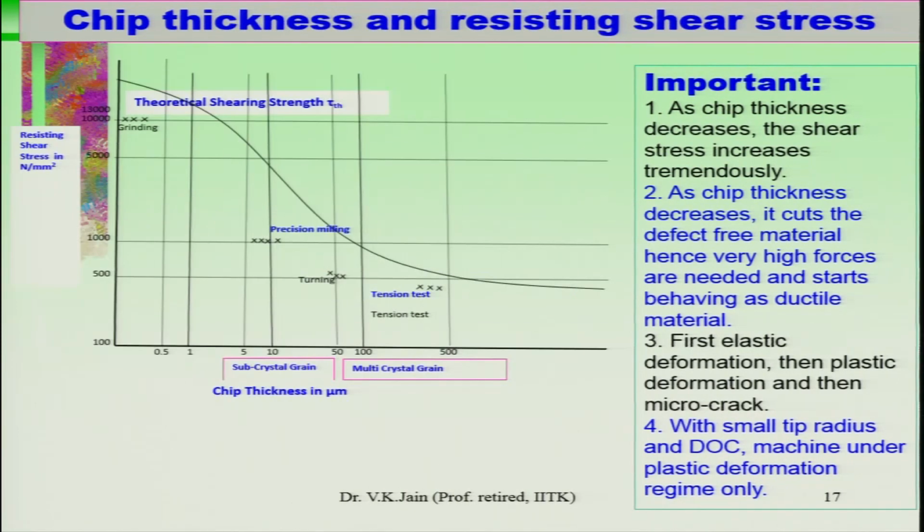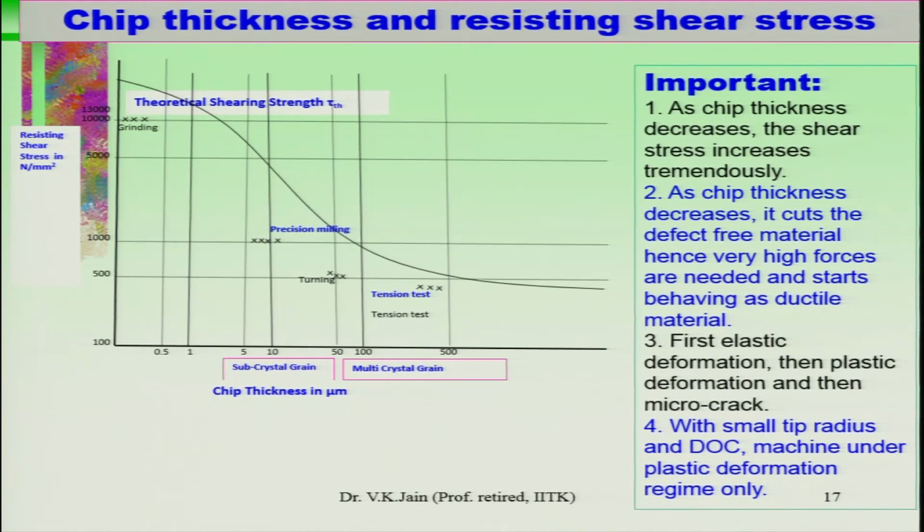Now, here is a very important diagram to understand. As you can see here, this is the resisting shear stress in the workpiece material, and this is the chip thickness in microns, which you can correlate with the depth of cut. As this chip thickness gets smaller and smaller, from 500 micron down to 0.5 micron, the resisting shear stress in the workpiece increases, or its strength is increasing.